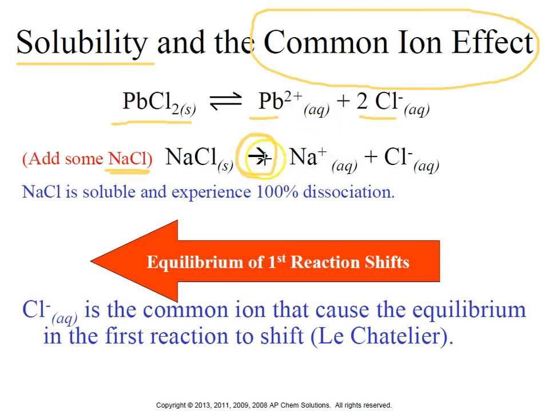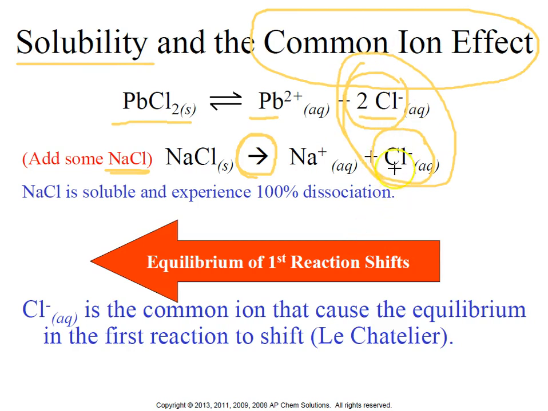It's going to form sodium ions and chloride ions. Well, chloride ions are the common ion because we're getting chloride ions from sodium chloride and also from the lead chloride. So this is known as your common ion. That's what we mean by common ion effect.